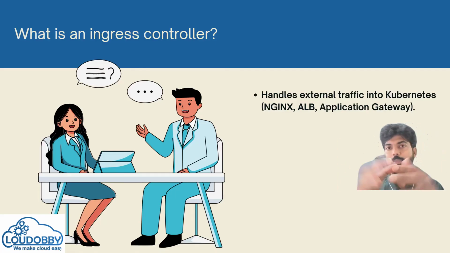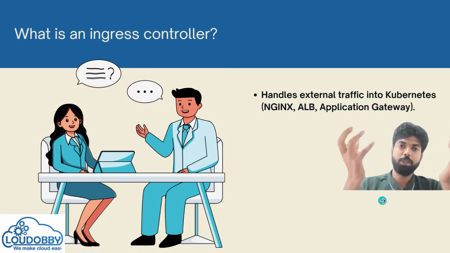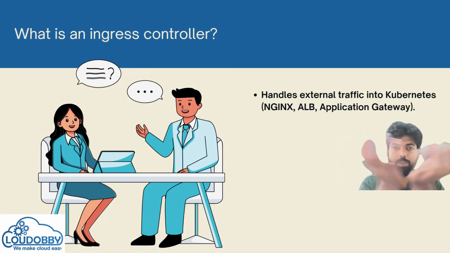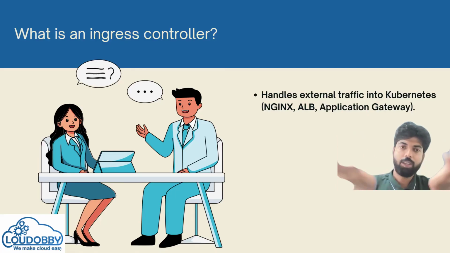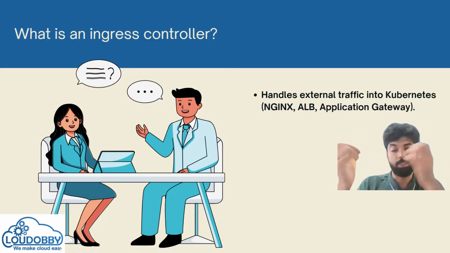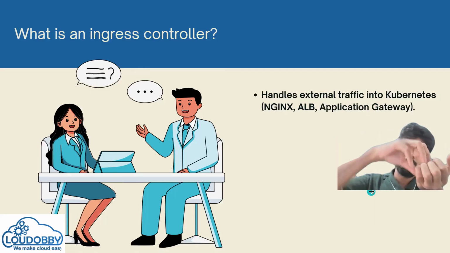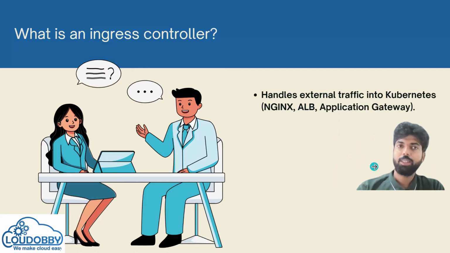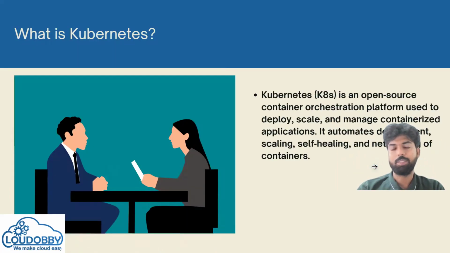Ideally, Nginx or ALB, which is application load balancer, or application gateway, these components will act as the ingress controller. But what you have to tell in the interview is that ingress handles the external traffic going into Kubernetes. Internal traffic, because you are deploying two microservices, service to service, the two container communication, that is called a service. When the container is called from outside the cluster, that is called ingress controller or ingress.